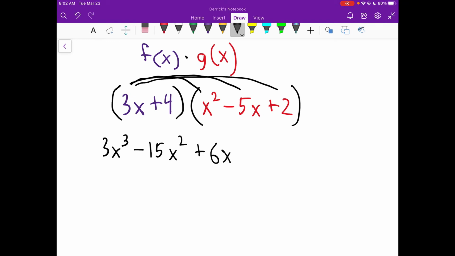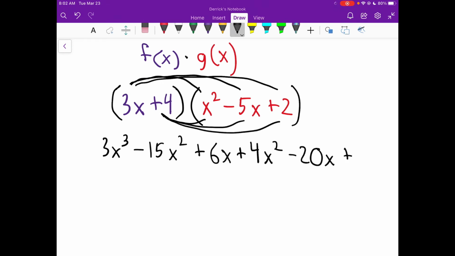Then I need to do the same thing with the positive 4. 4 times x squared is 4x squared. 4 times negative 5x is negative 20x. And 4 times positive 2 would be positive 8.